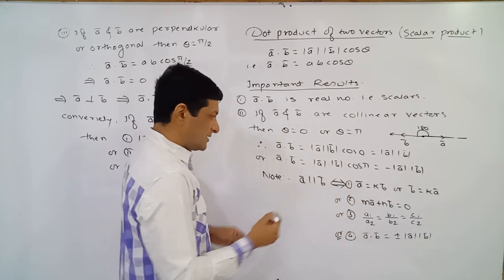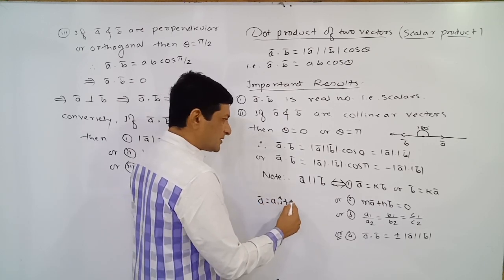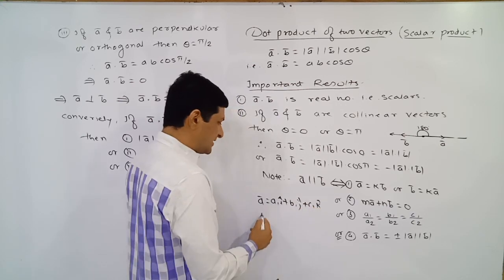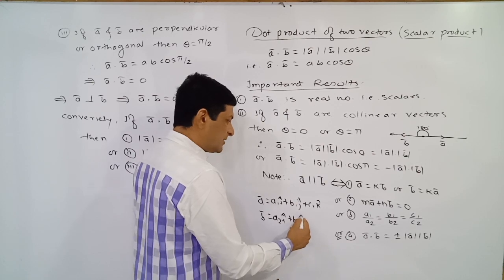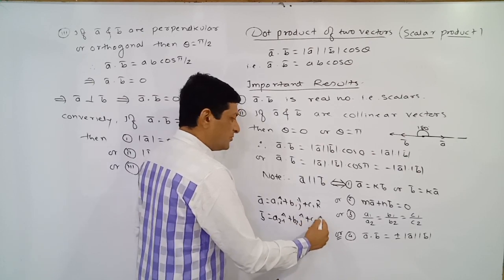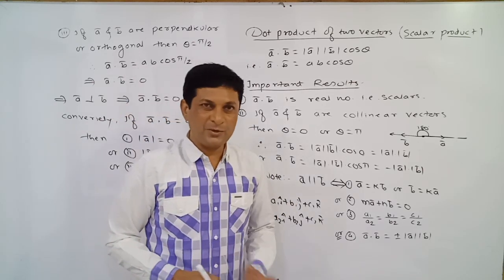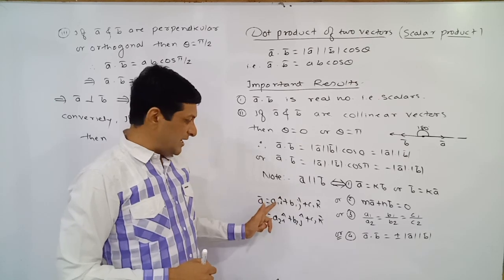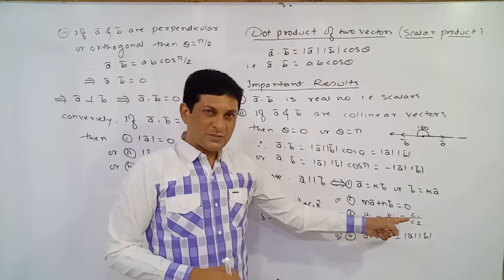In this case, let one vector be A bar equal to A1 i cap plus B1 j cap plus C1 k cap, and the second vector be B bar equal to A2 i cap plus B2 j cap plus C2 k cap. How we got this result, that part we have also discussed in one video: if these two vectors are parallel or collinear, then A1 upon A2 is equal to B1 upon B2 is equal to C1 upon C2. This condition is satisfied.